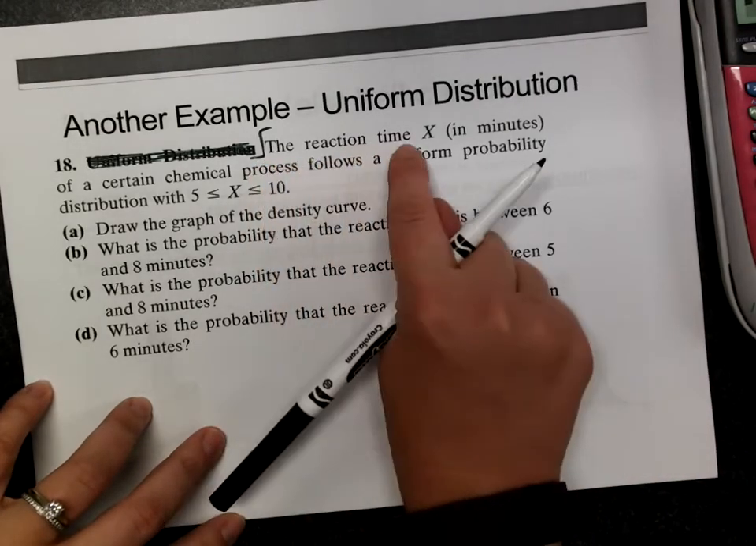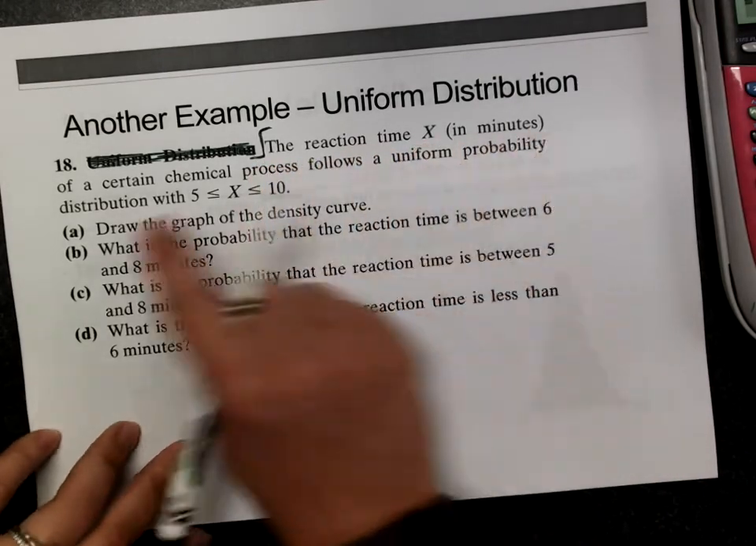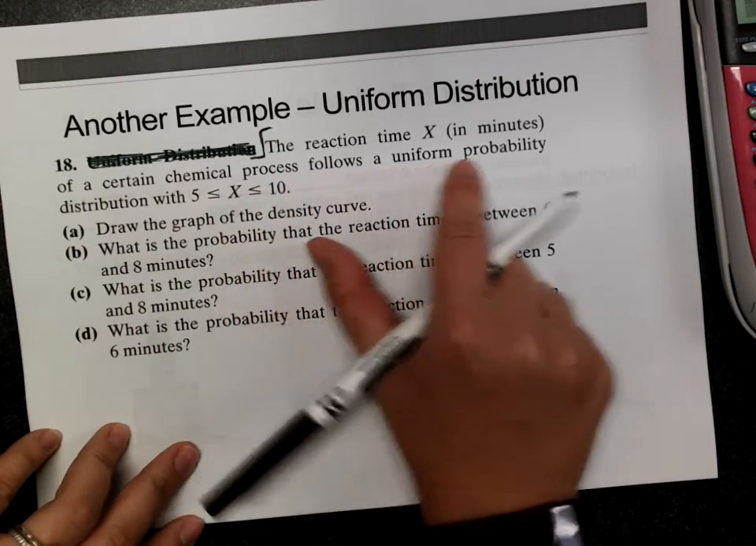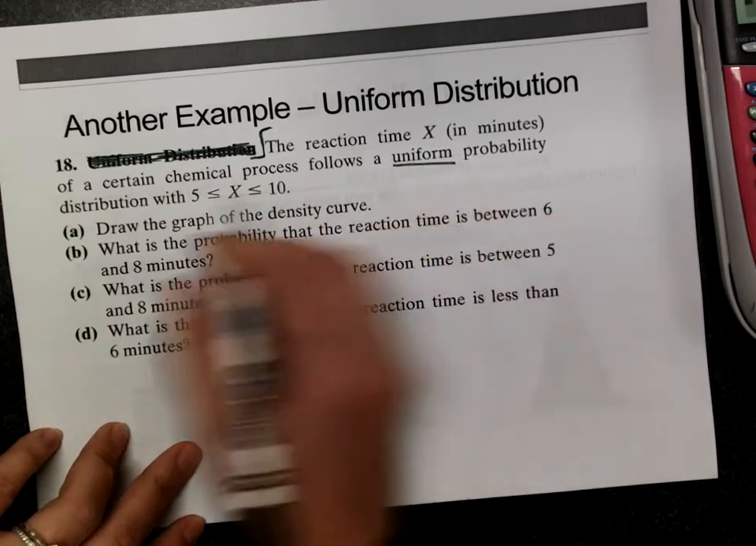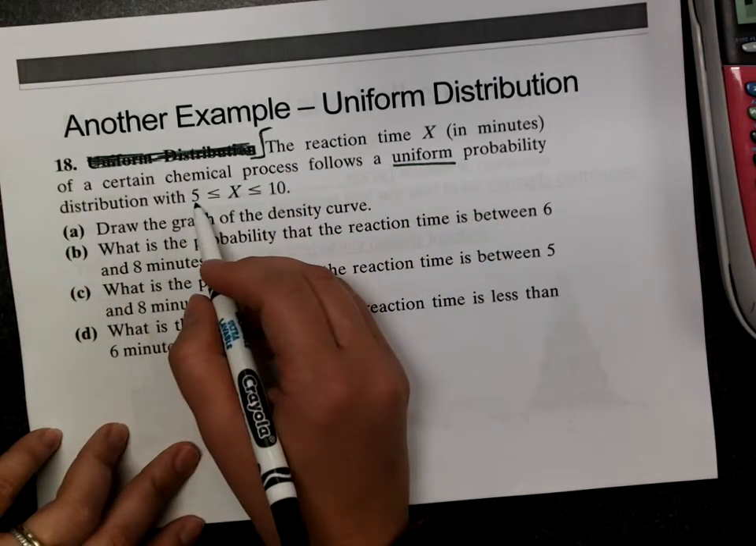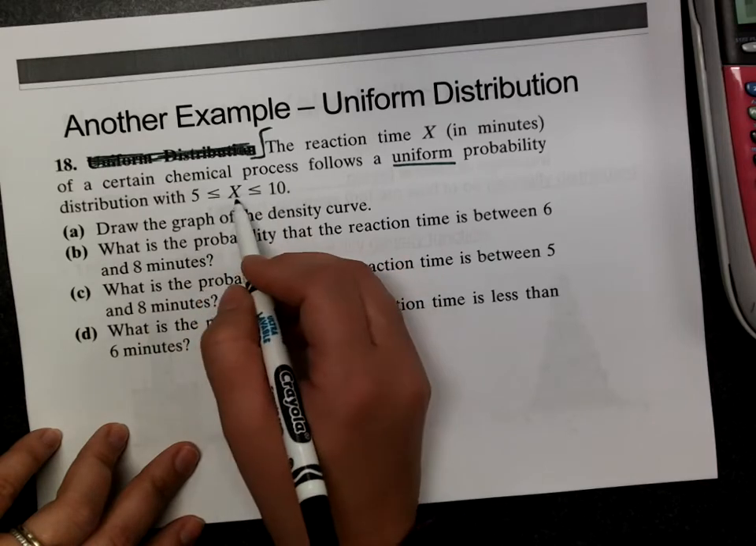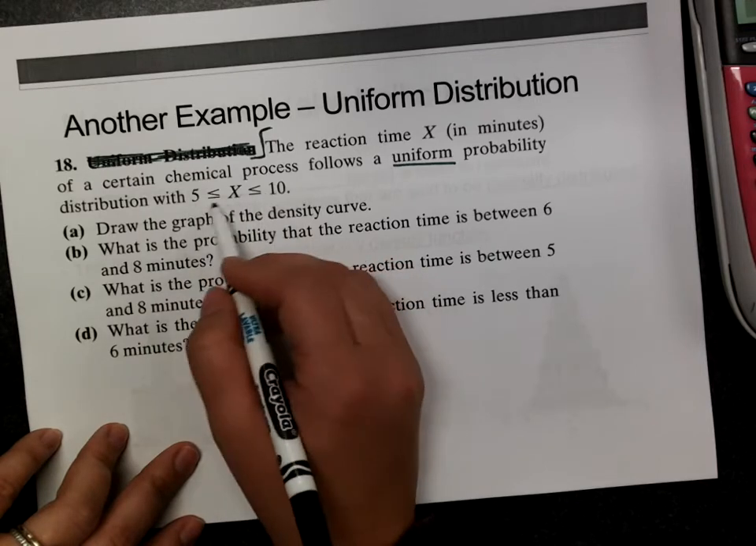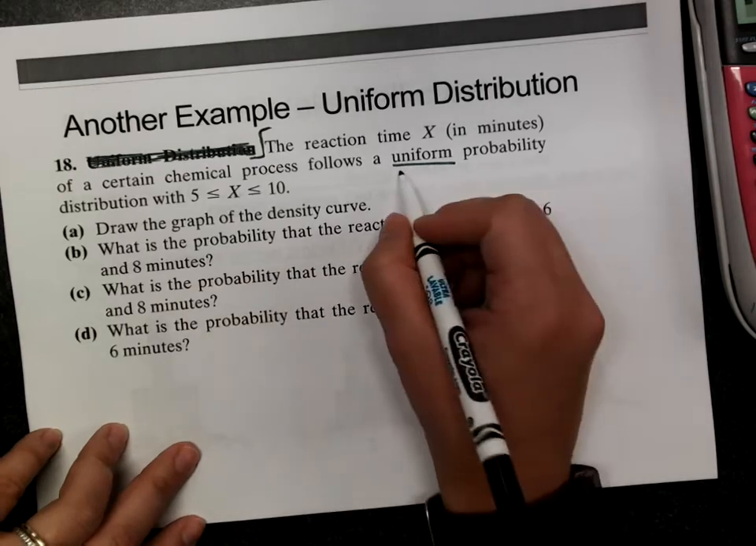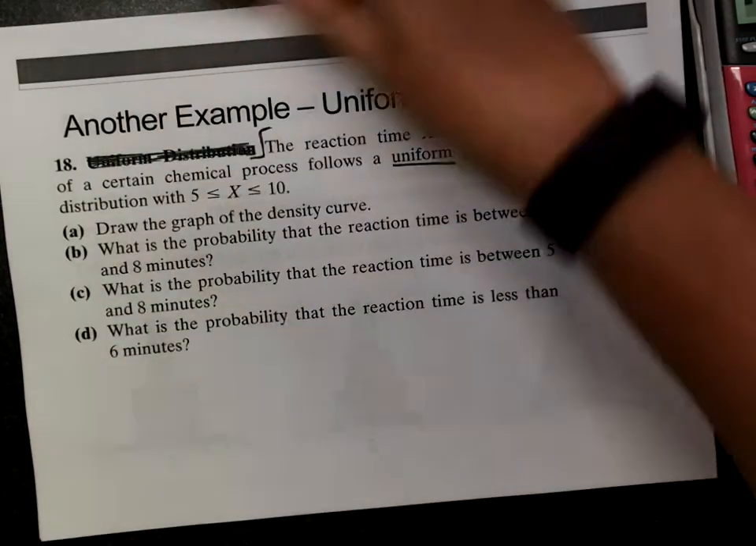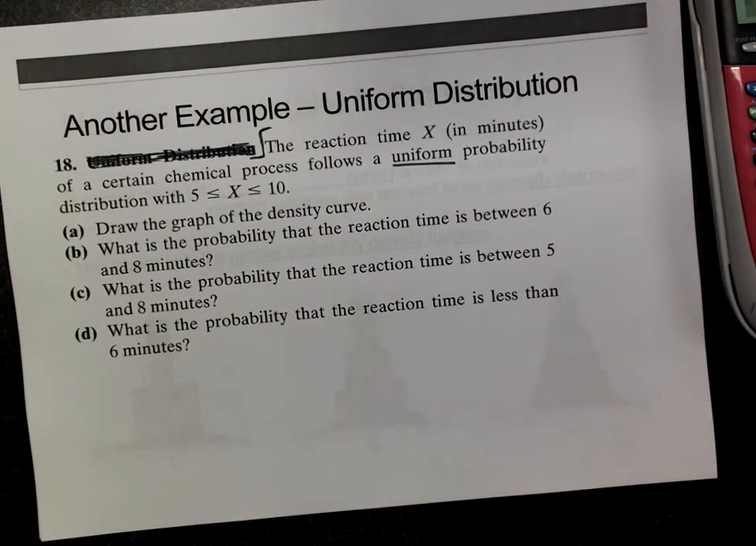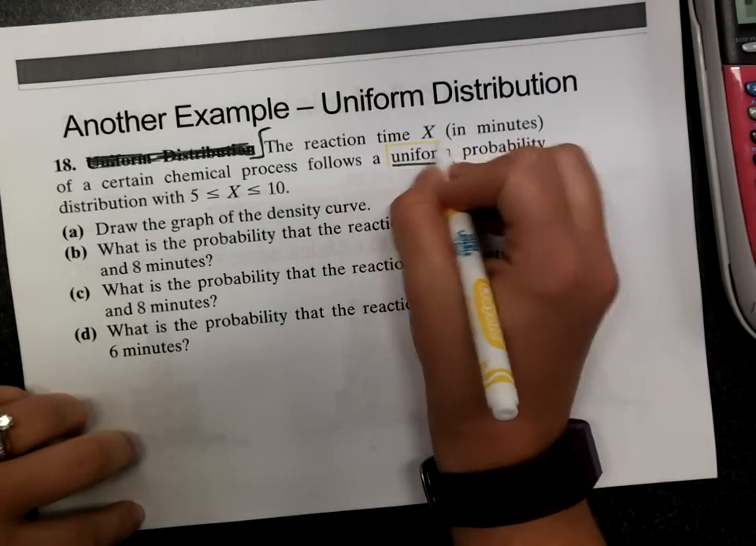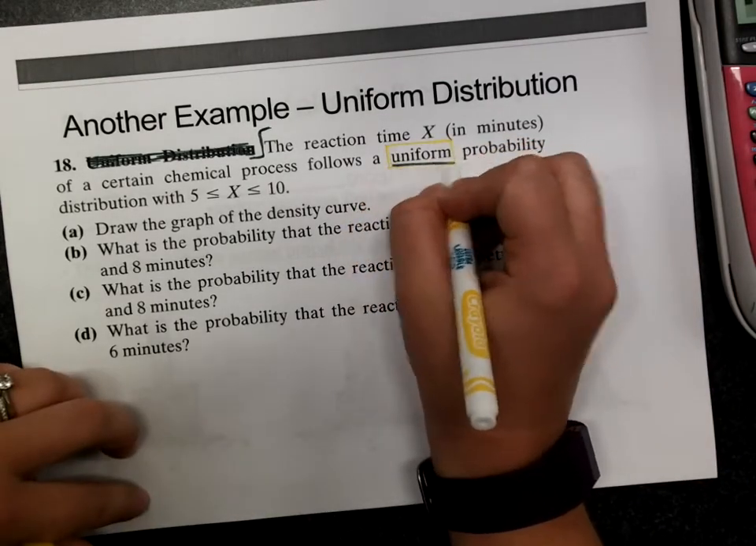So it says the reaction time x in minutes of a certain chemical process follows a uniform probability distribution with 5 less than x less than 10. That just means that the target value, or x, is between 5 and 10. But I want you to look for those key words so that when you're taking your test, you can zoom in and follow what type of distribution you're looking for.